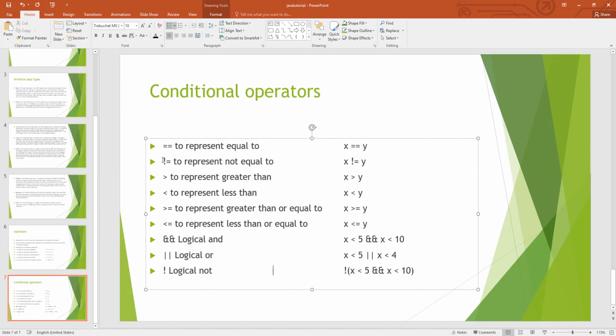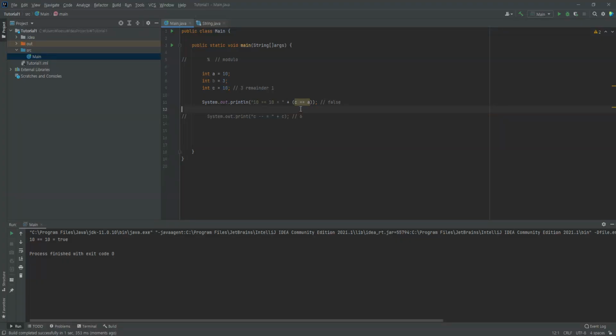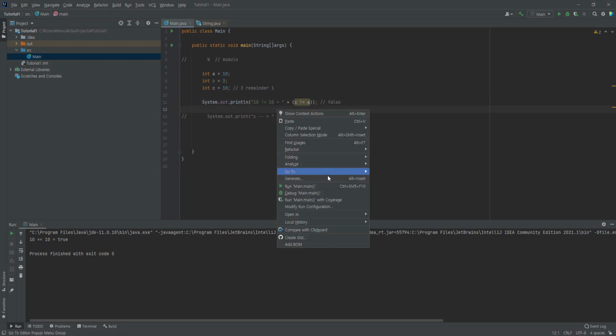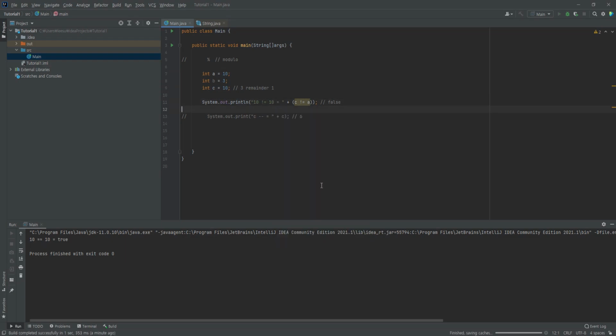So let me try the exclamation. It's used to represent if they are not equal. For example, let me change this to not equals. What do you think it will return? We know that 10 and 10 are equal, right? So it should return false, since 10 and 10 are equal. They aren't not equal to each other. They are equal to each other. That's why it returns false.